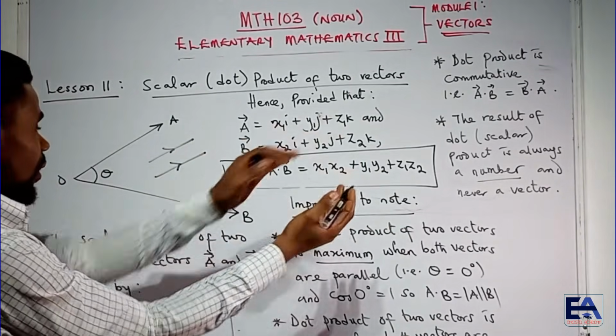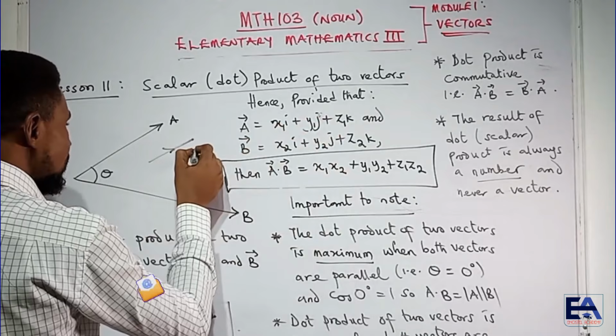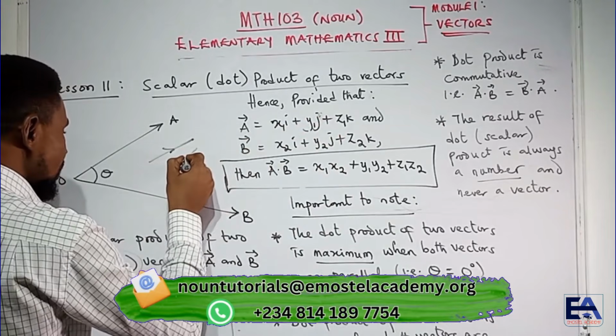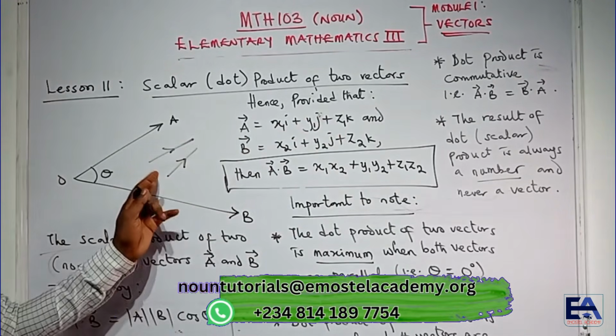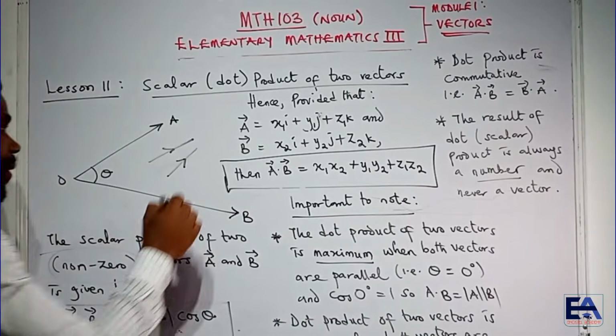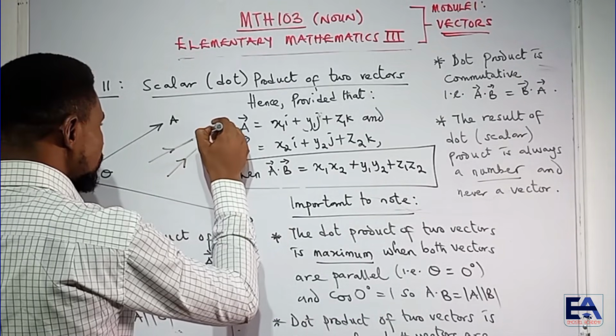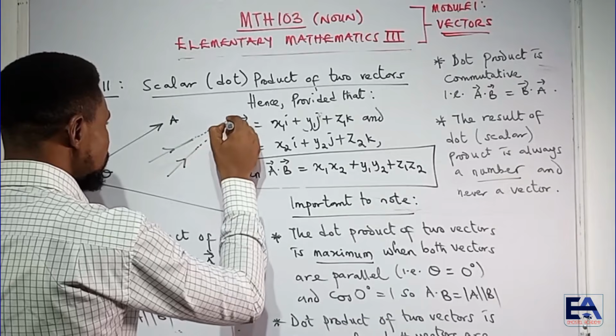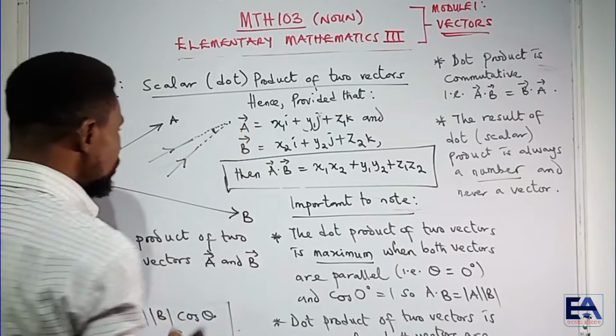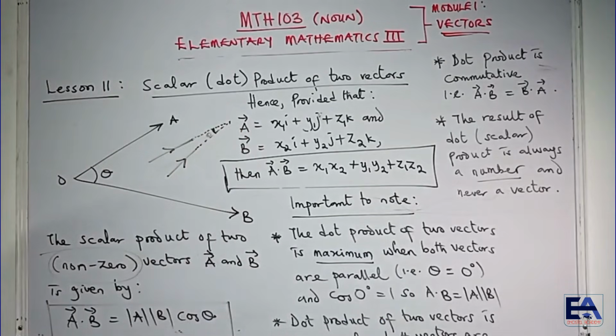They are totally parallel. If one vector is like this and another vector is like this, we don't consider them parallel. You know why? Because if there is an extension and an extension, eventually they will meet at a particular angle. All right?